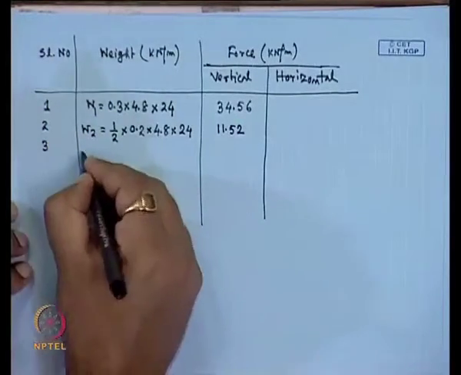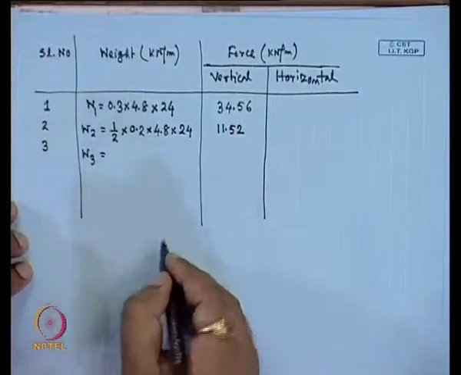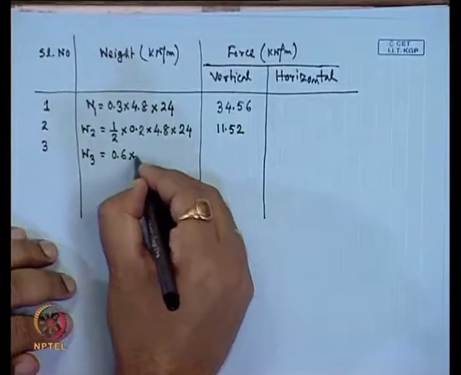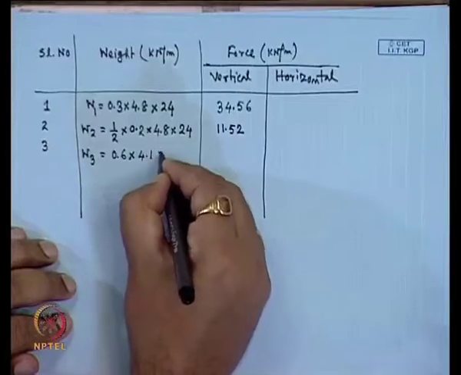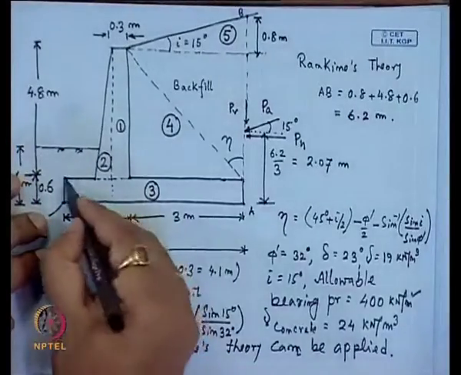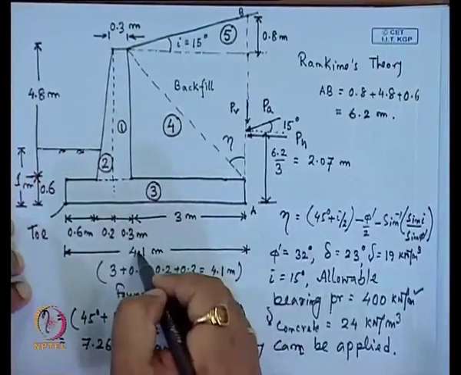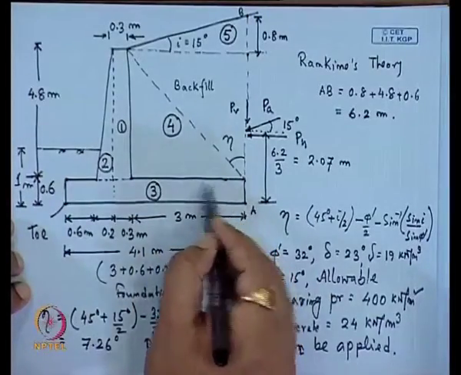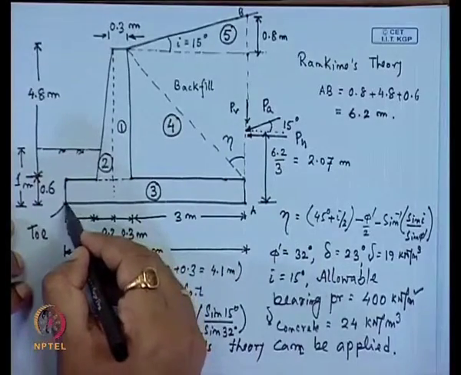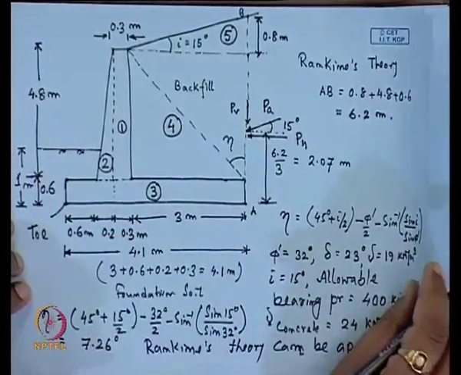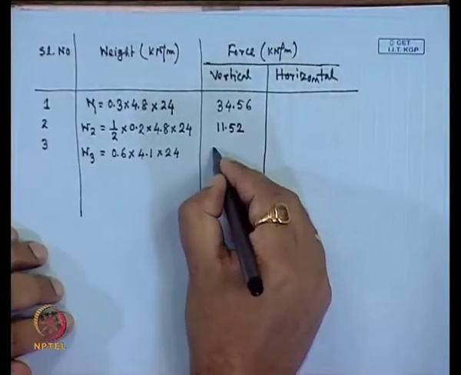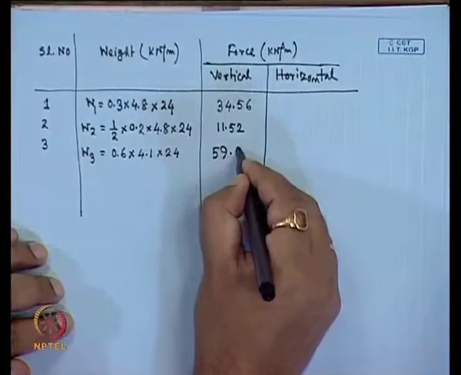Similarly, the third weight, if we calculate the weight of the third segment, that is 0.6 into 4.1 into 24, because the third segment is the total base slab. 0.6 is this distance and 4.1 is the total base slab width, and 24 is the unit weight of the concrete. So, if I use this value, it comes to 59.04.